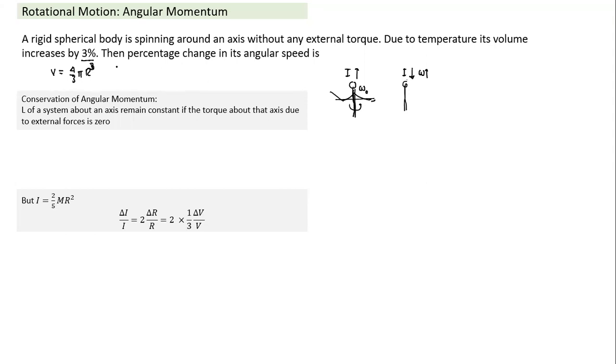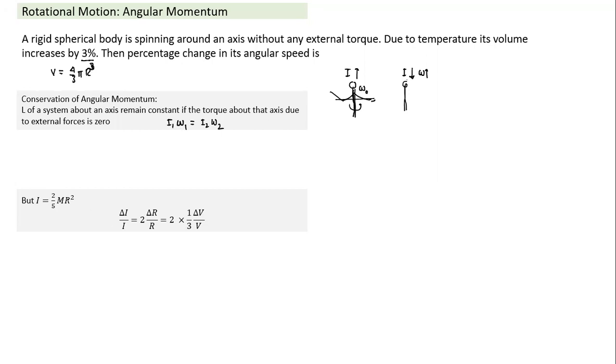First thing, how do I solve this question? Since no external torque is acting, this question is about conservation of angular momentum. So angular momentum remains constant, which means I1 omega 1 has to be equal to I2 omega 2. That's how we need to solve it. And why would omega change? Omega will change because I is changing. And why is I changing? Because linear dimensions are changing.